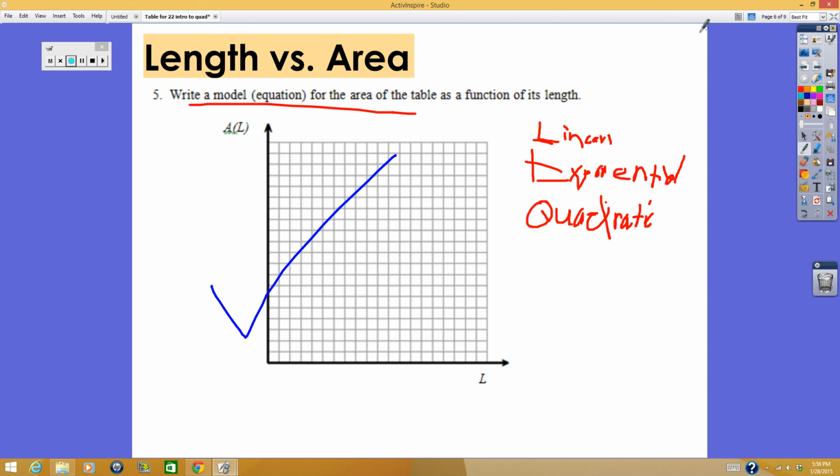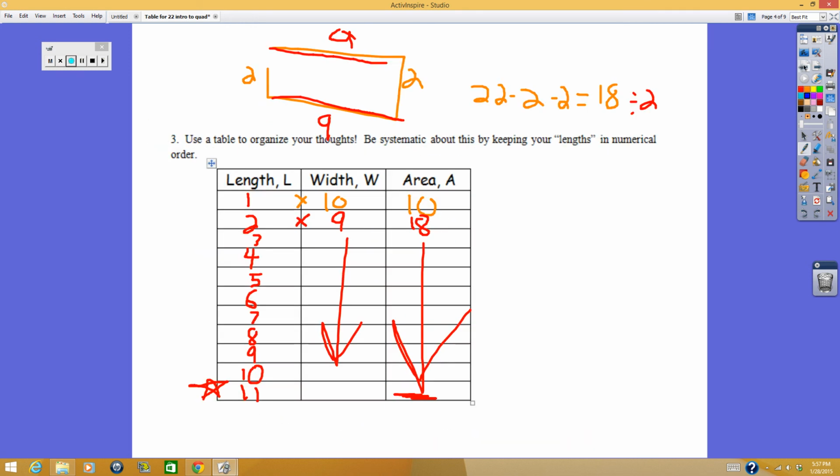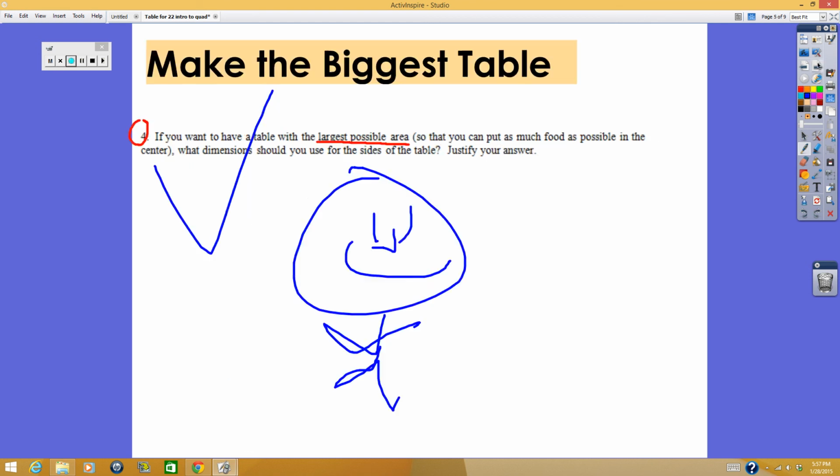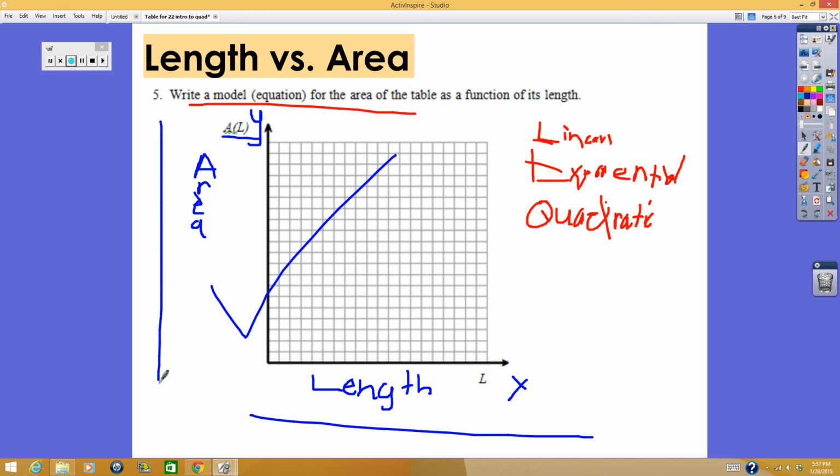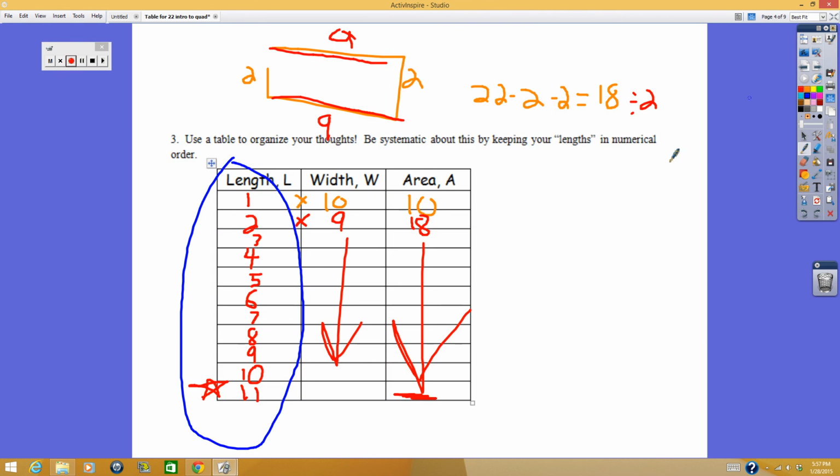Graph it. And when you graph this, what I said was L stands for length, clearly. Okay? And this A of L, let's just say it stands for the area. Okay? This is X. This is Y, if you need that. So along this side, you should be graphing this. Okay? And for this side, the Y, you should be graphing these. Okay?